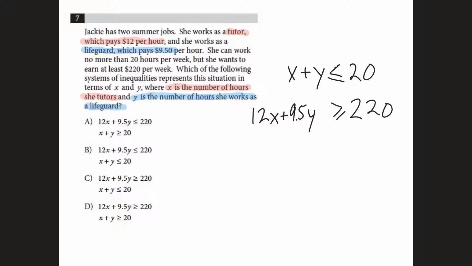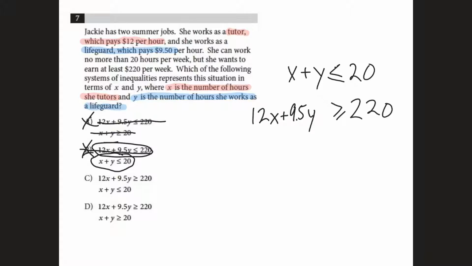And this first one, A, it says that she has to work greater than 20 hours. That's not right. And she wants to earn less than $220. Okay, that's not going to work. The second one, B, says that she's going to work less than 20 hours, but it says she wants to earn less than $220 as well. So that's not it. So A and B are not solutions.